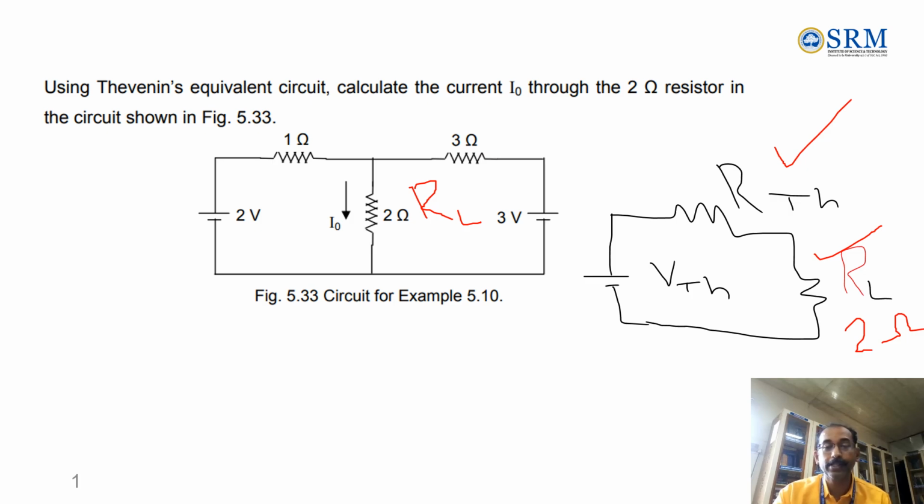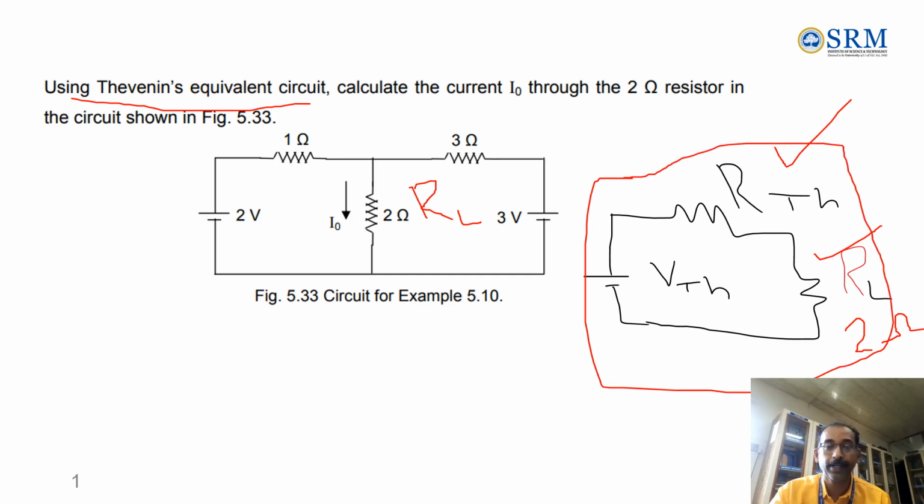Unless you draw this equivalent circuit, this will not come under Thevenin's theorem, right? The question is given very clearly: using Thevenin's theorem. So you must draw this equivalent circuit. This equivalent circuit is very important, right?